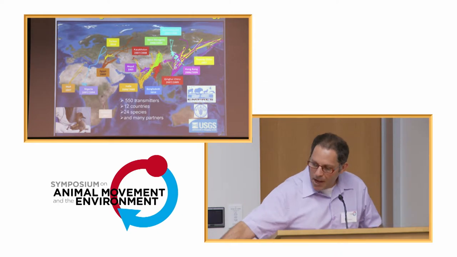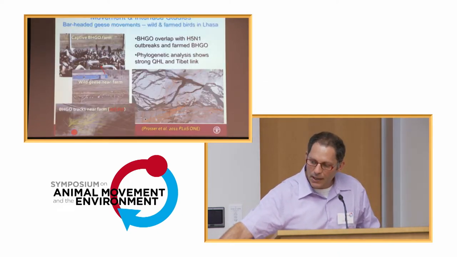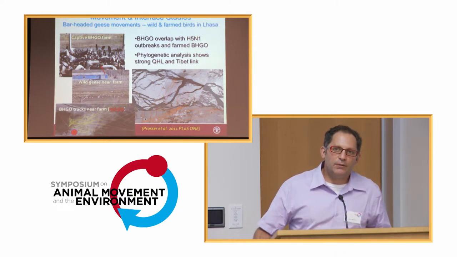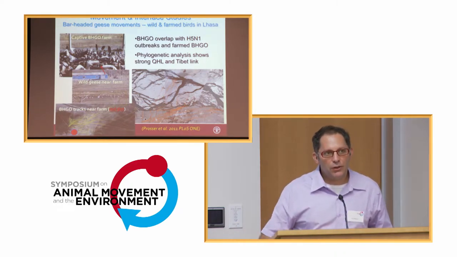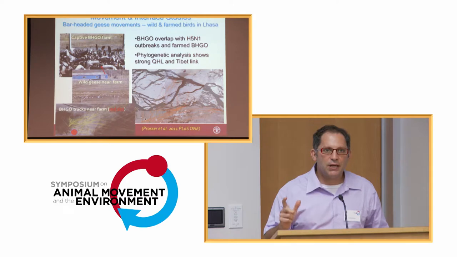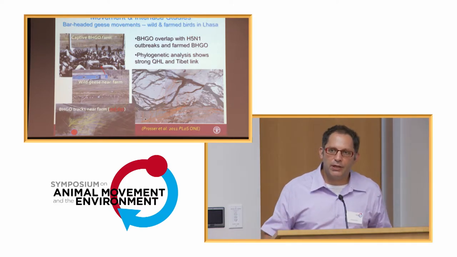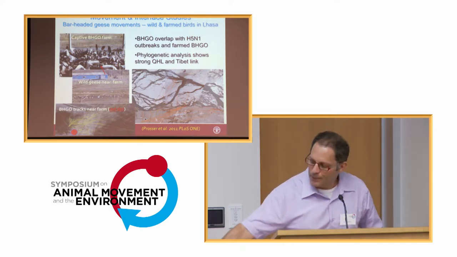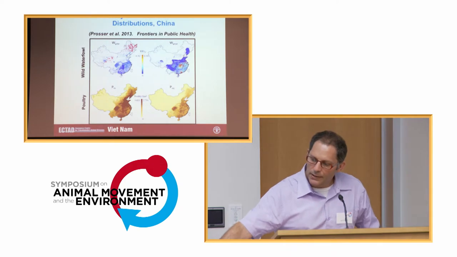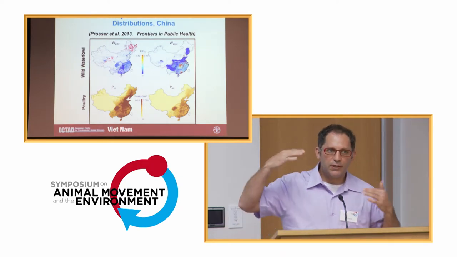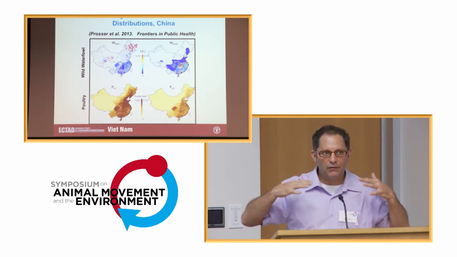And you've seen this map, which shows the work that we've done thus far. And Diane just showed you this picture on the Tibetan plateau, clearly demonstrating interface taking place between migratory geese and farmed geese. Again, we're really interested in this interface. Where do wildlife and livestock meet?